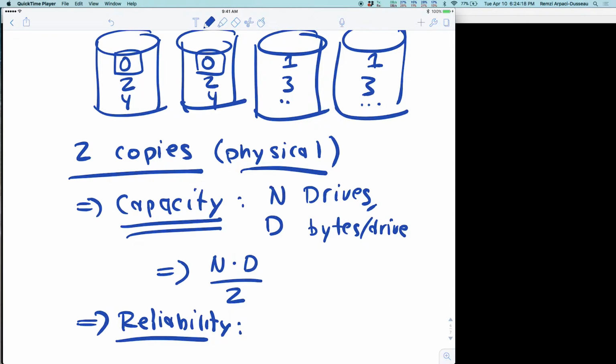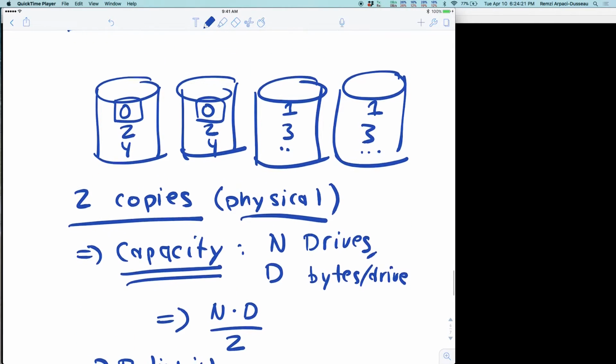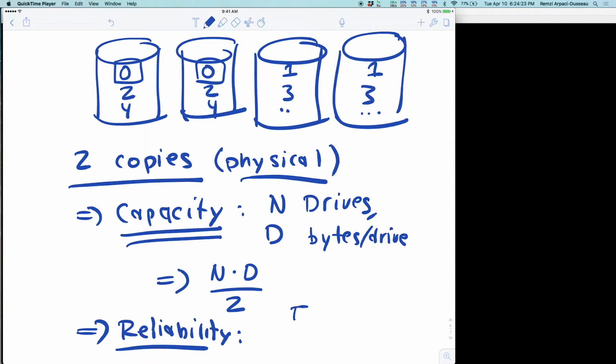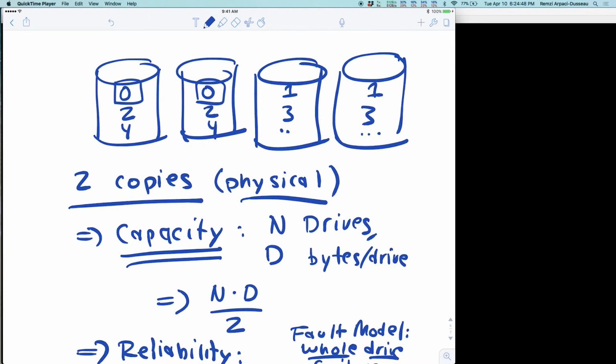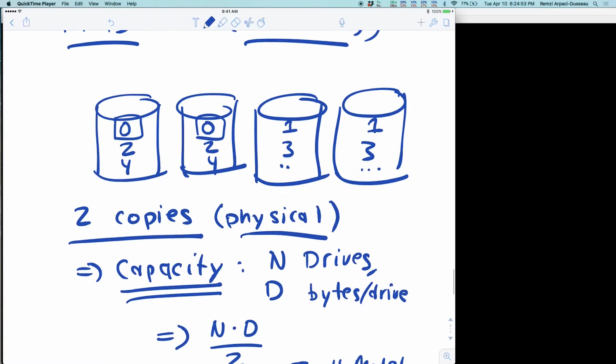Now here, let's think about what we can tolerate. What we're basically saying, remember our fault model, is that a whole drive can fail. Whole drive failure. So how many failures can we tolerate? Yeah. So either one of the individual drives, or up to, in a special case, the corresponding drive. So you get 1 and 2 in its corresponding drive, but not the copy.